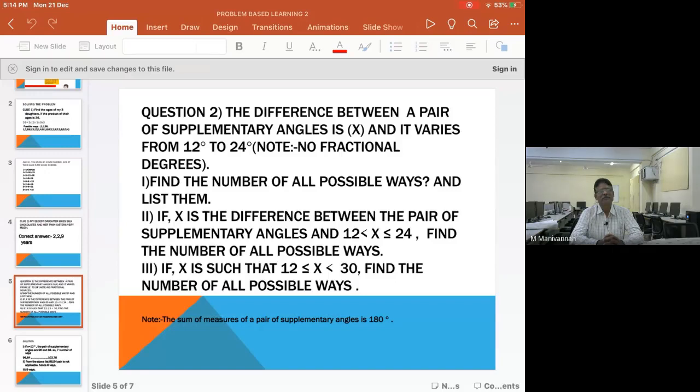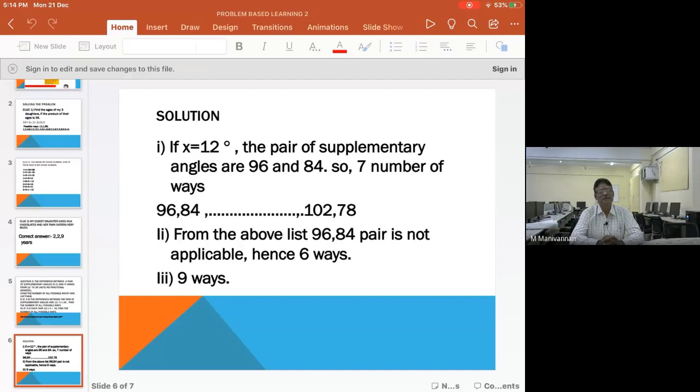And we have already instructed the children, supplementary angle means whose sum is 180 degrees. And the solutions are: if x is 12, the pair of supplementary angles are 96, 84 and so on. Then next, 98 and 86, 98 and 82, like that. So a total of 7 ways will be there.